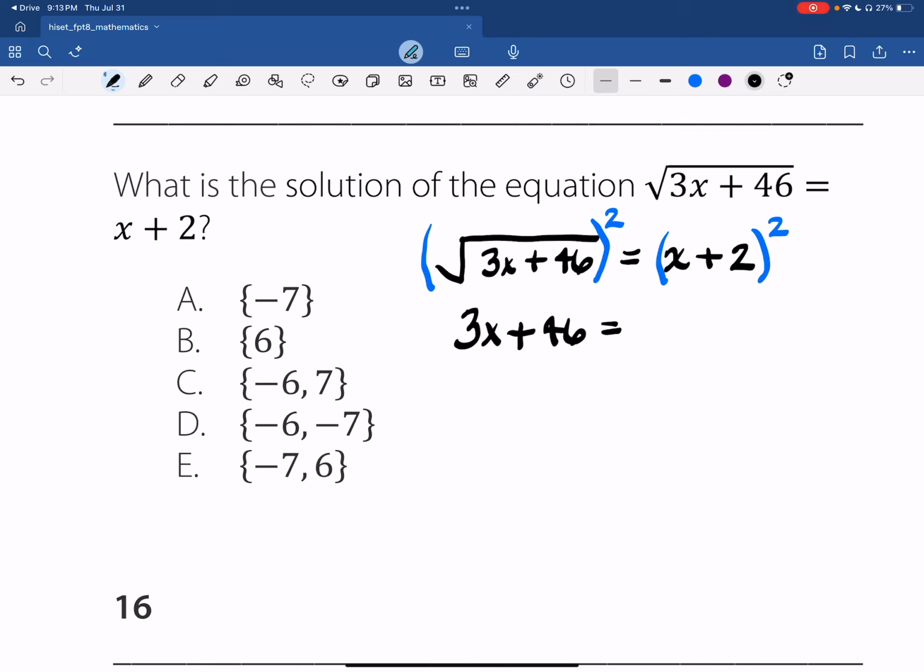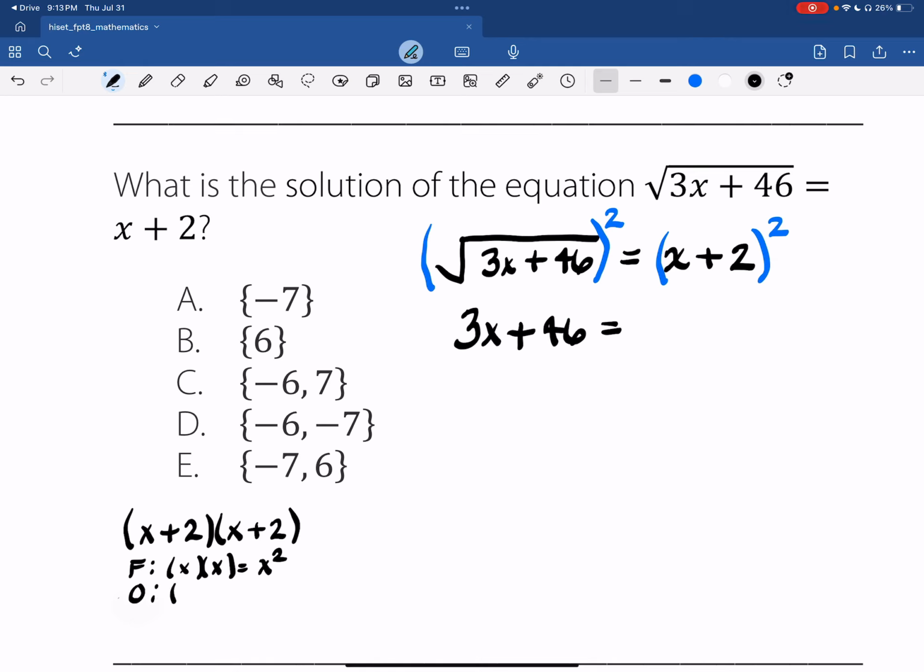And then on this side, I'm going to have to use some foiling to get this part of the equation. Let me come down here and white out some stuff so I can use this space. Okay, so let's FOIL x plus 2 times x plus 2, or x plus 2 squared. So first terms would be x times x, or x squared.